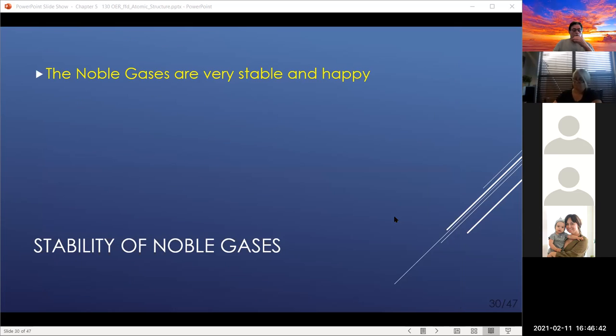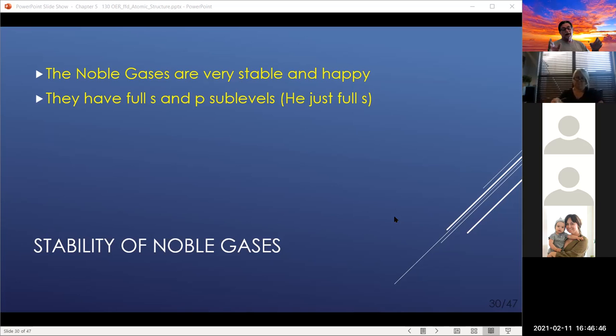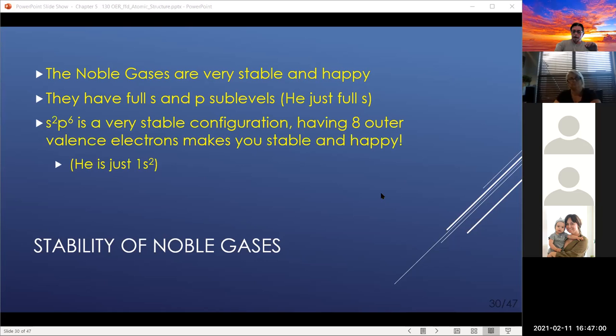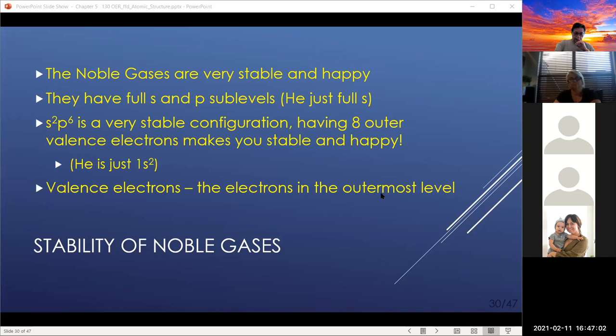All right, so I mentioned noble gases. They're all stable and, quote, happy, right? That's because their outermost valence shell is full with that magic 8. With the exception of helium, which has its magic 2. In that outermost shell it would be the s2p6, 8 valence electrons.